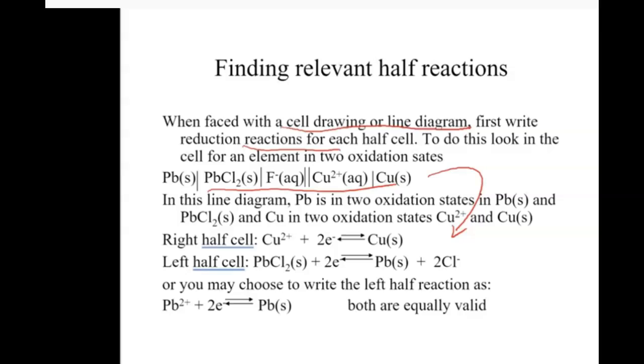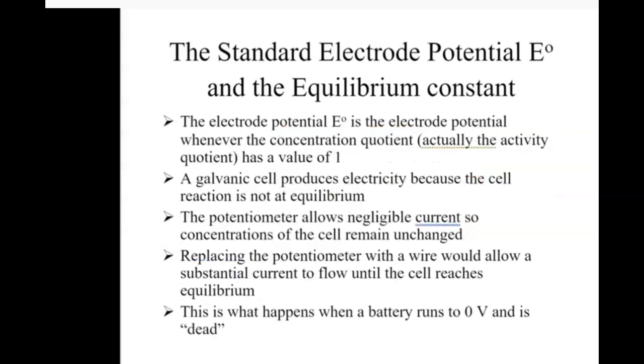Nothing there that can be challenging, because I think we have exhaustively talked about that. Now let's talk about the standard electrode potential and the equilibrium constant, the relationship between the standard electrode potential and the equilibrium constant. Whenever you're talking about the concentration quotient, usually activity is assumed to be a value of 1, that we have already talked about.